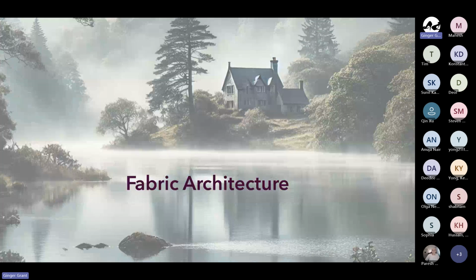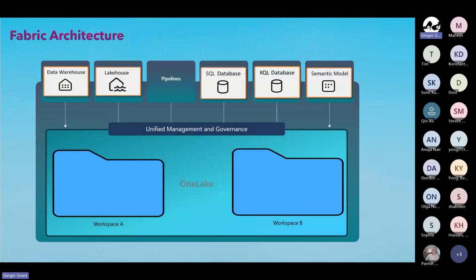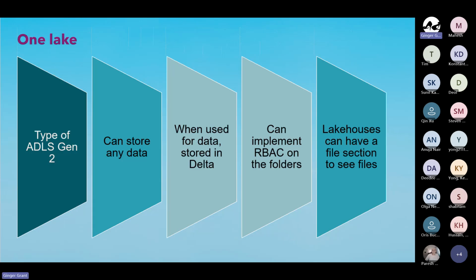All right, so let's talk a little bit about Fabric architecture. Fabric architecture is a lot of different things: data warehouse, lakehouse, pipelines, database, KQL, semantic model, also event house. All of that is on top of OneLake, and that is where all of your data is going to be stored. OneLake is a type of ADLS Gen 2 account. It is not the same as an ADLS Gen 2 account, but it is a type of one. So you can think of it like that.